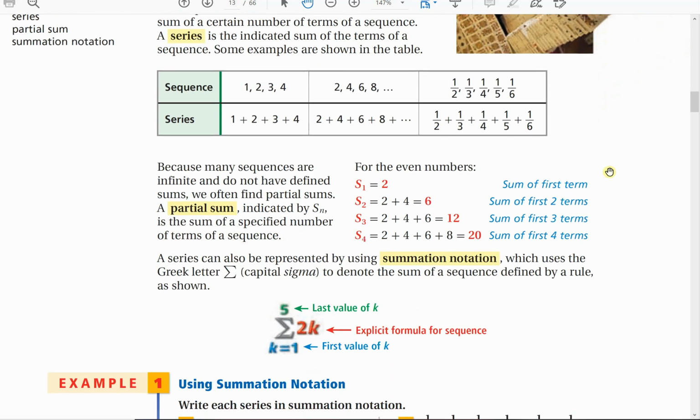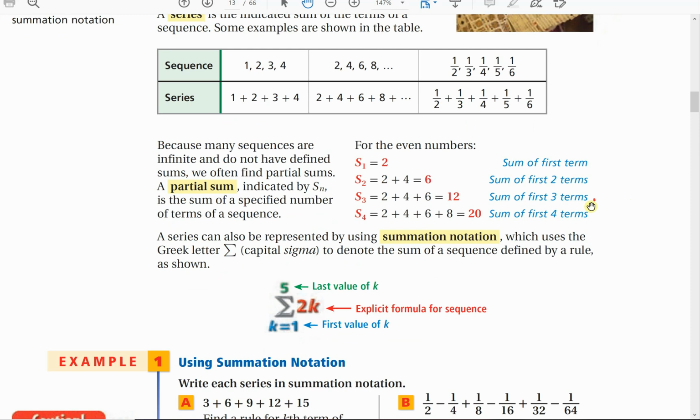Because many sequences are infinite and do not have defined sums, we often need to be able to find partial sums. A partial sum is indicated by the capital letter S sub n. Remember, we used a sub n for a sequence. We're going to use S for a series. It's the sum of a specific number of terms in the sequence. So for the even numbers, S1 is 2, S sub 2 is 2 plus 4, or 6, S3 is 2 plus 4 plus 6, or 12, and so on. So you're looking for the sum of a certain number of terms.